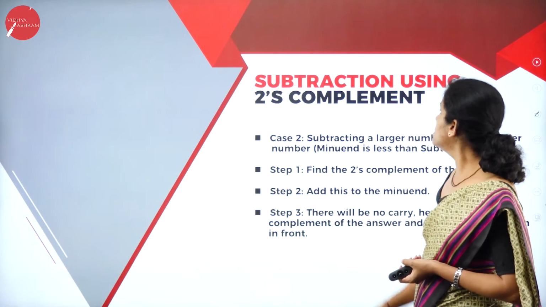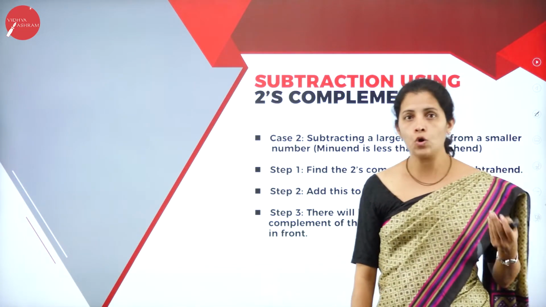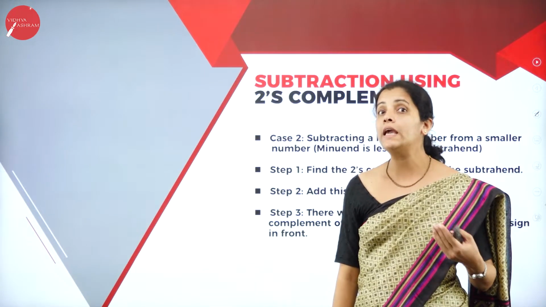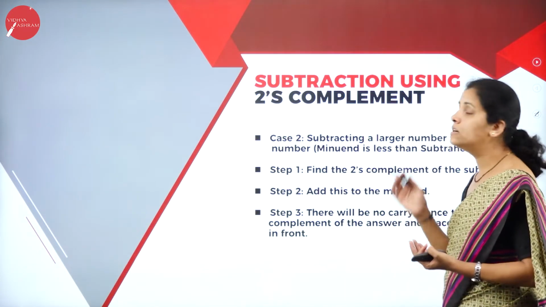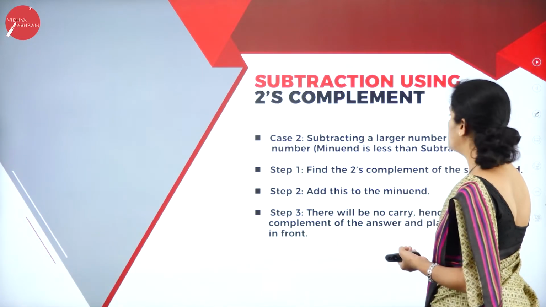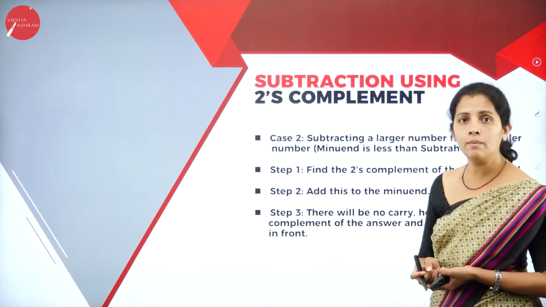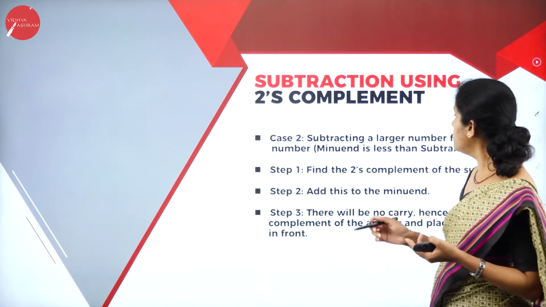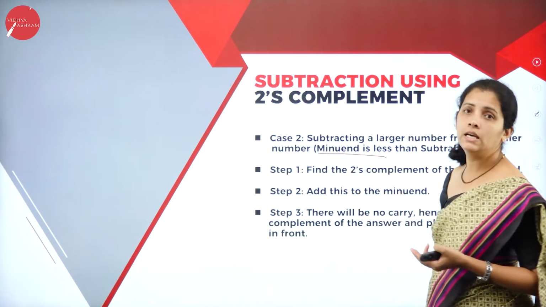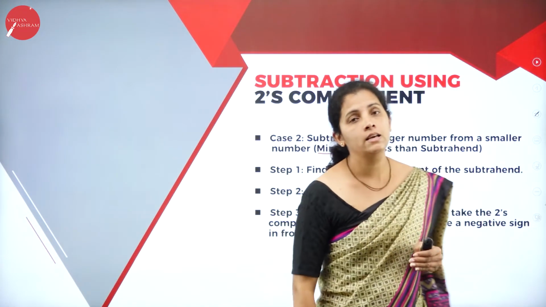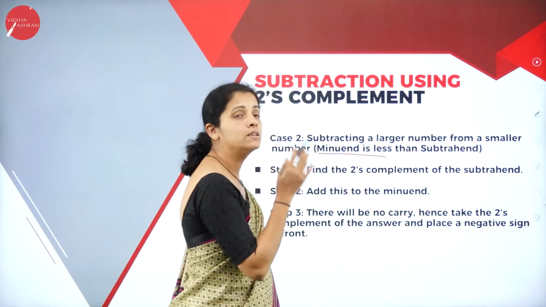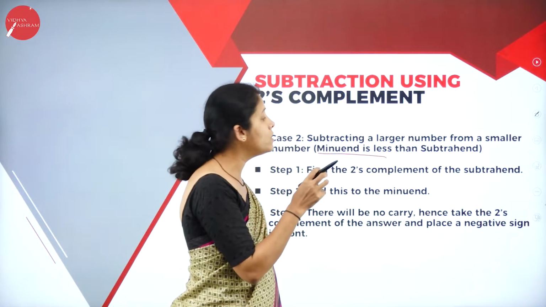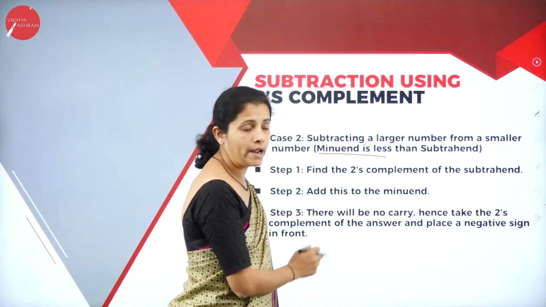Now, I'm having subtraction using 2's complement once again, but the case is reversed. Here, we are subtracting a larger number from a smaller number. So, here the minuend is lesser or smaller than the subtrahend.